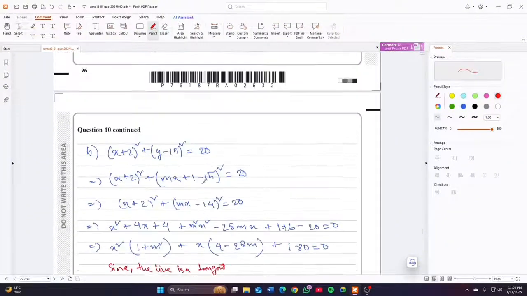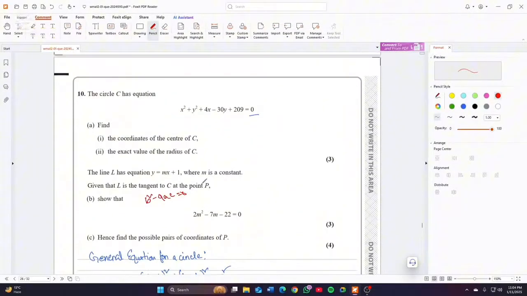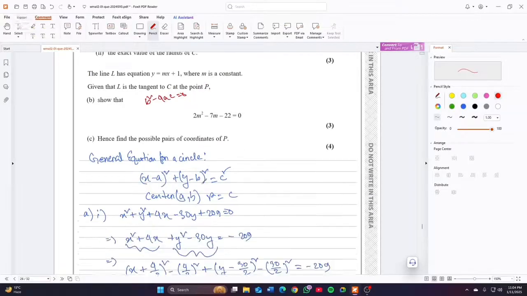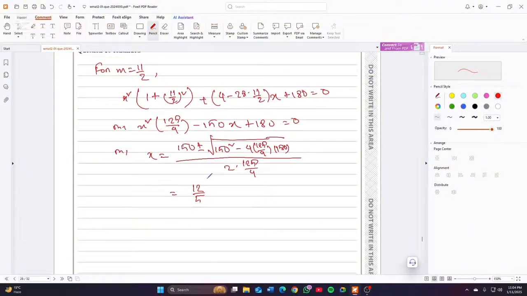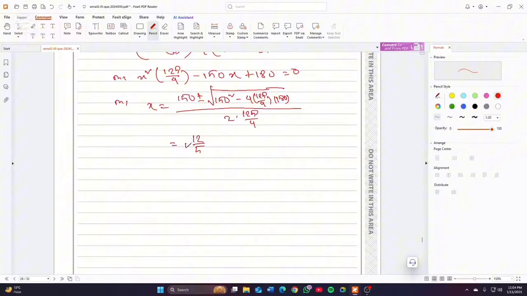Okay, so this is the positive value. Then we can find out the value of y using the y equal to mx plus c equation. So 11 by 2 x plus 1, and therefore 11 by 2 times 12 by 5 plus 1 gives us 71 by 5. Therefore one coordinate of p is 12 by 5, 71 by 5.